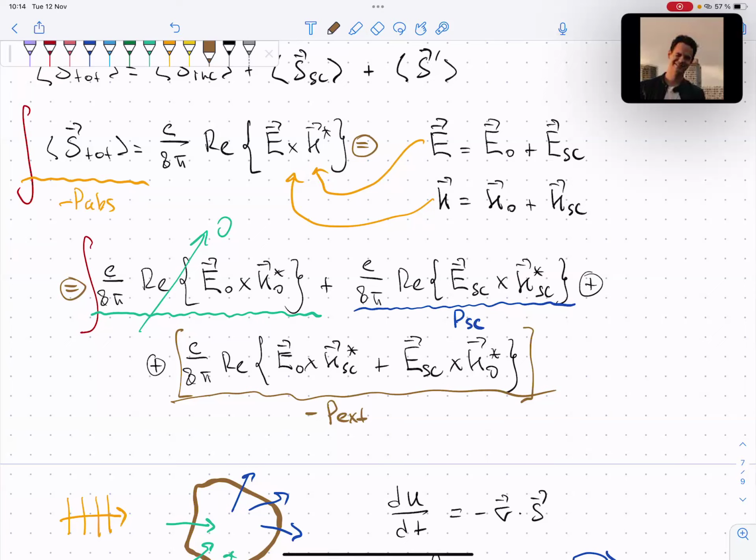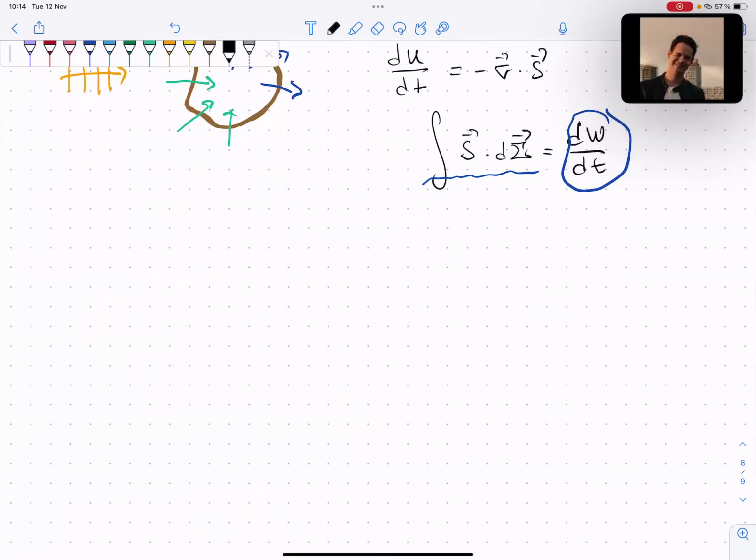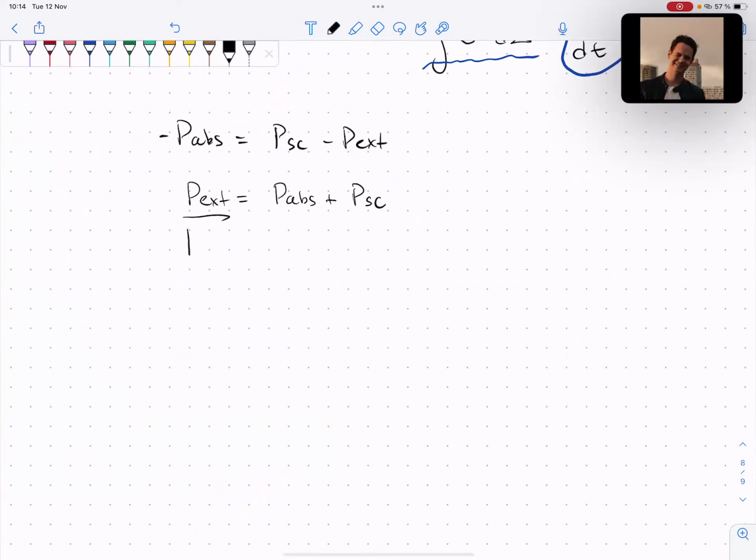And what is the physical meaning of this extinction? In the end, we will have the following equation: minus power absorbed equals power scattered minus extinction power, or in other words, extinction power is absorbed power plus scattered power. So if we divide everything by the Poynting vector of the incident field, we get that the extinction cross-section equals the absorption cross-section plus the scattering cross-section.